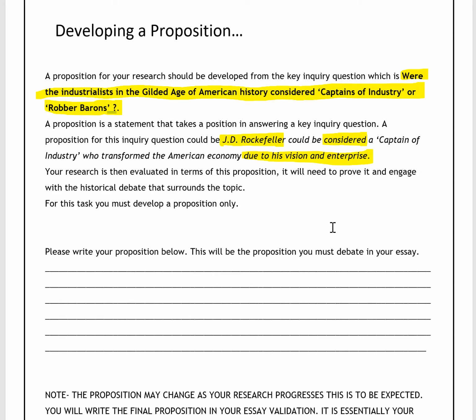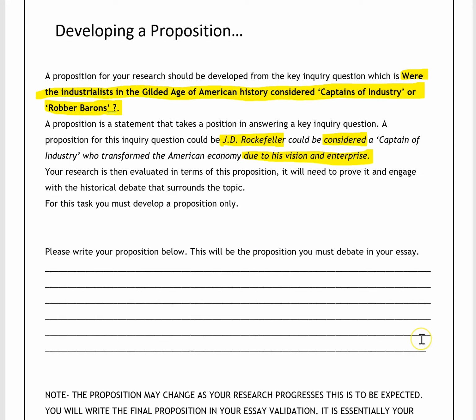So even though I'm saying take a position, you still have to define both captains of industry and robber barons in your essay. So maybe for some of these key people, you might have to look at including both sides of the argument. But that's something you'll come and see me about. At this point, first off, I'd just like you to take that position in your proposition.